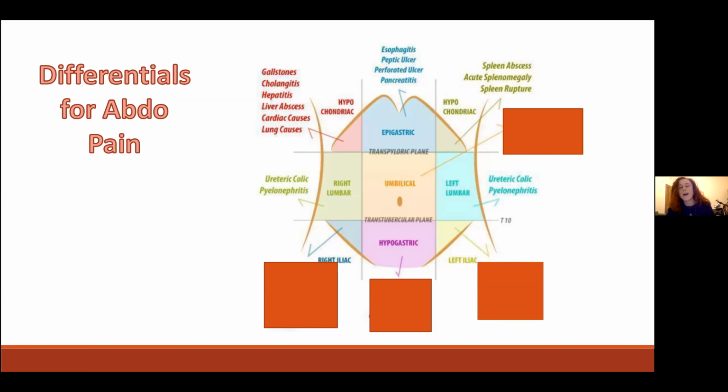Okay, and then how about the umbilical? Pregnancy, AAA, appendicitis again, early appendicitis. Yeah, really good. Volvulus, small bowel obstruction, peritonitis. Yeah, so the main ones are early appendicitis, mesenteric adenitis, Meckel's diverticulitis, but also some of the other ones you said as well. How about the right iliac?